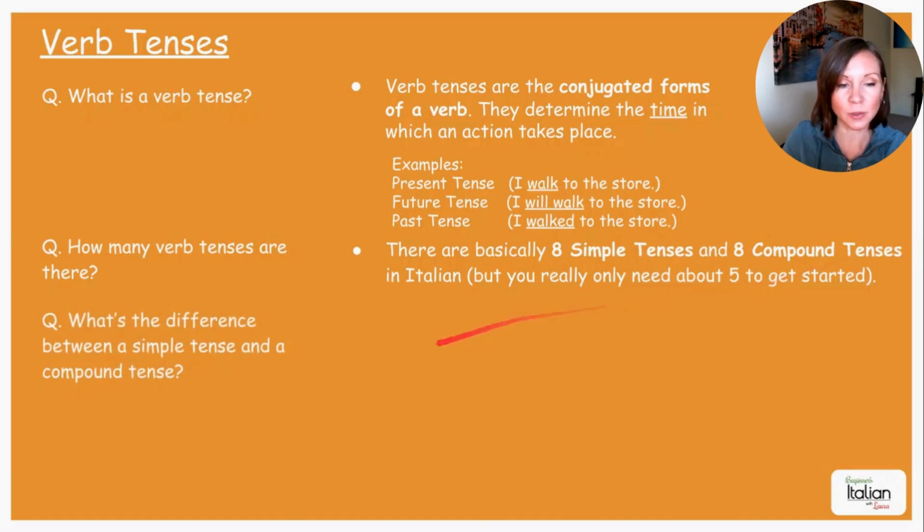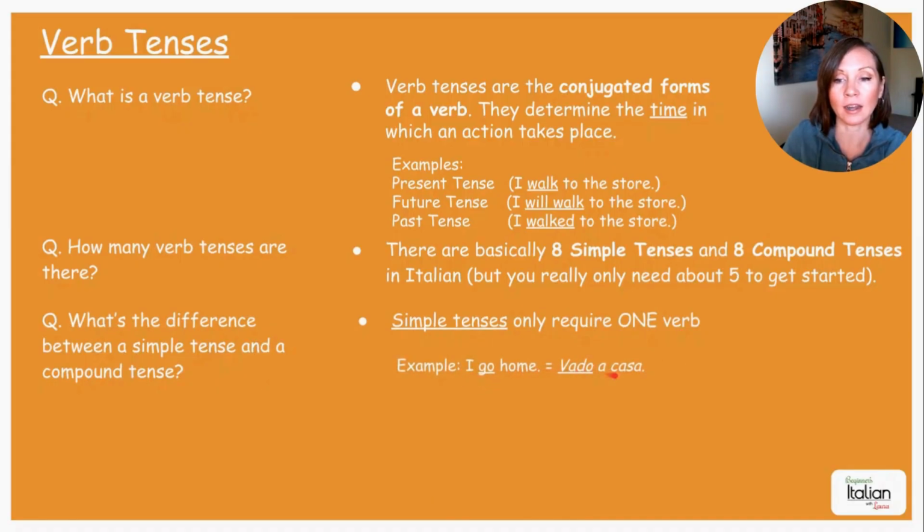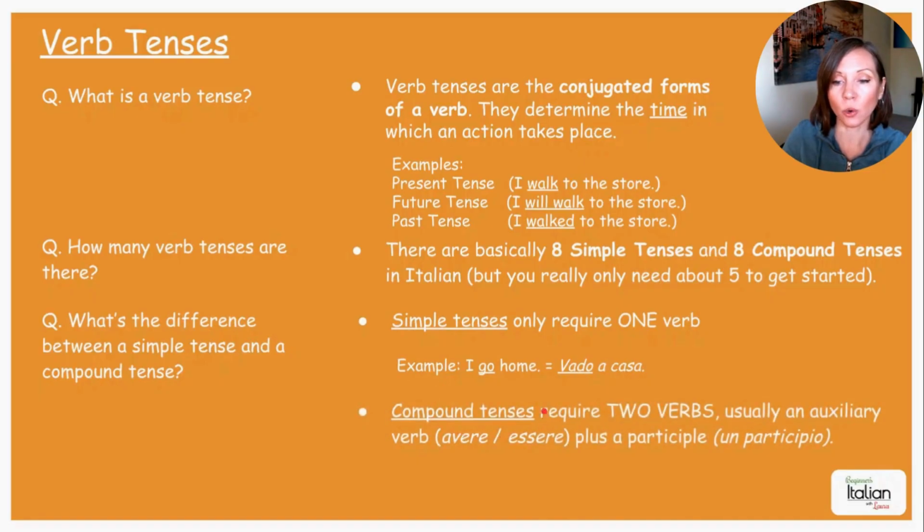So what's the difference between a simple and a compound tense? Simple tenses only require one verb. For example, I go home, vado a casa. A compound tense requires 2 verbs, usually an auxiliary verb, meaning avere or essere, plus a participle or un participio.